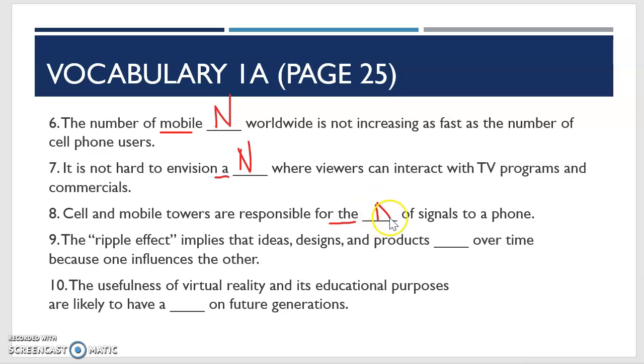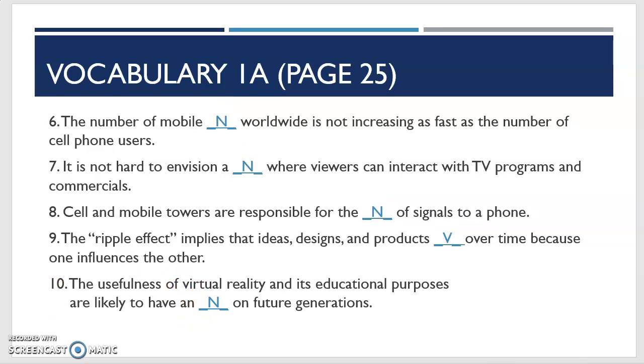The something of signals. Number 9, the ripple effect implies that ideas, designs, products something over time. I need the verb here. I need the action. And then the last one, I see that I have the indefinite article. They are likely to have a blank. It's going to need another noun, right? I'm going to use a noun there. Let's see if we can match the best words to this list.